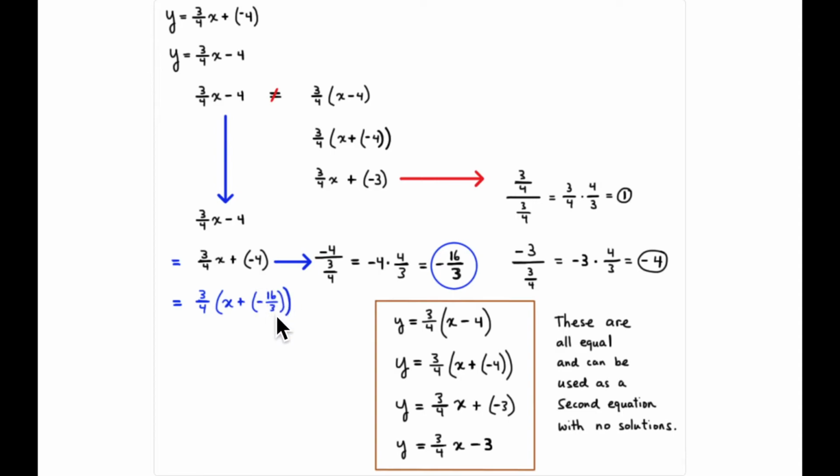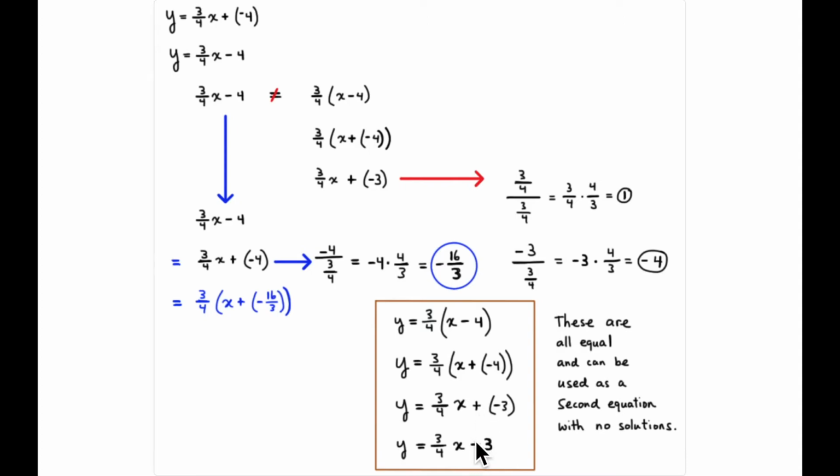If I use a -16/3, the equations are going to be equivalent, and I'm going to have an infinite number of solutions. Anything else, the equations are going to graph to a line that's parallel, with a different y-intercept. So all of these forms are actually the same. 3/4 x plus -3 is the same as 3/4 x minus 3.